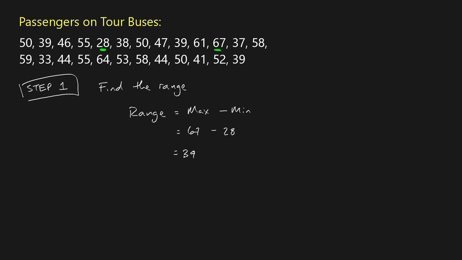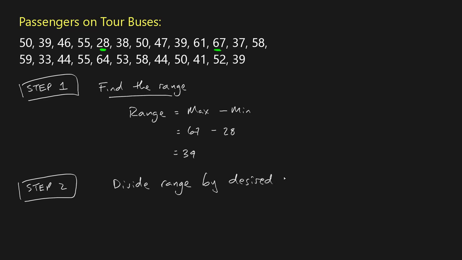So this is the range of all of the values. We need to cover from 28 to 67, which is a range of 39 different values. So this is what we have to start off with. Step 1, we find the range. Pretty simple. Step 2, you're going to divide the range by your desired number of categories.